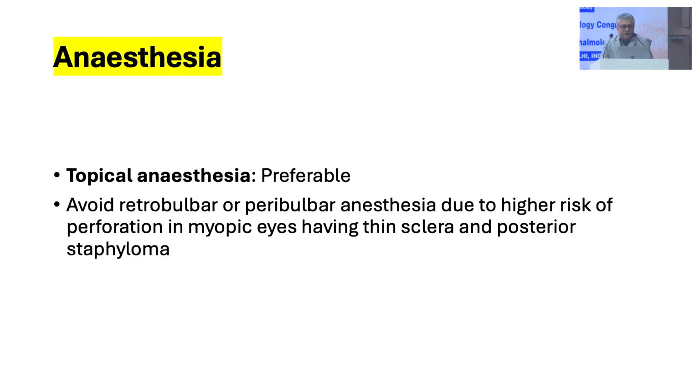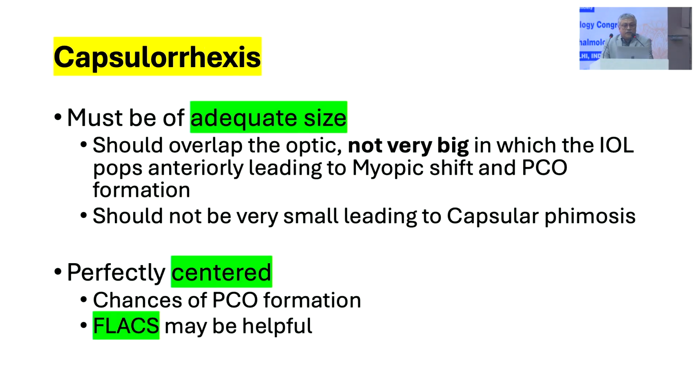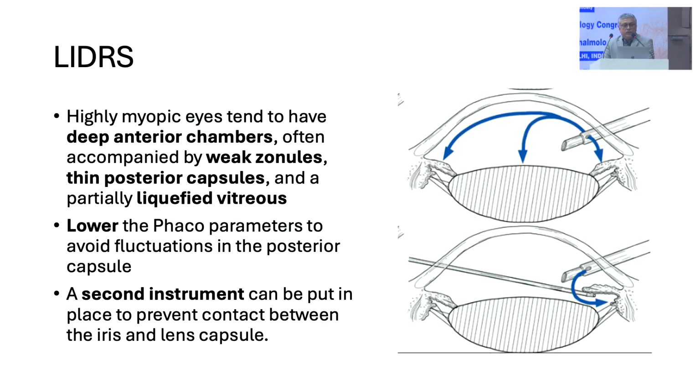Topical anesthesia is preferable for obvious reasons, because while doing peribulbar anesthesia, we can puncture the globe, leading to catastrophic complications. Capsulorhexis size should be adequate. It should overlap the optic, not be very big, in which the IOL pops anteriorly, leading to more myopic shift or PCO formation, and should not be very small, leading to capsular phimosis. It should be perfectly centered, and if not, then there are chances of PCO formation. Femto may be helpful.